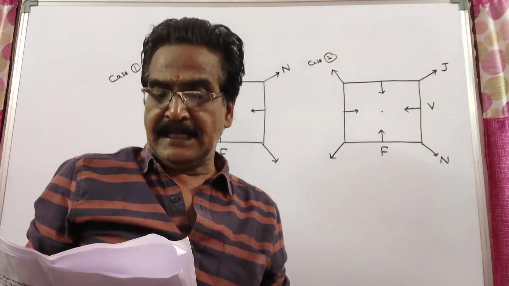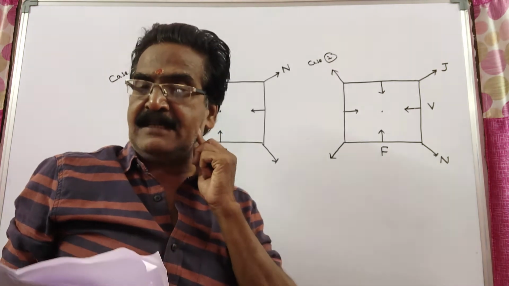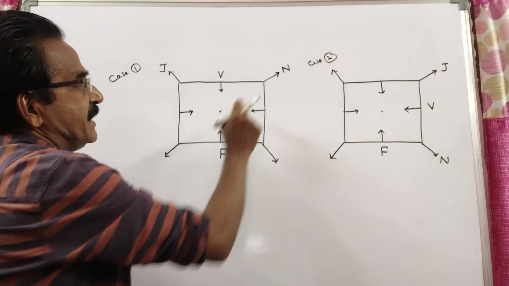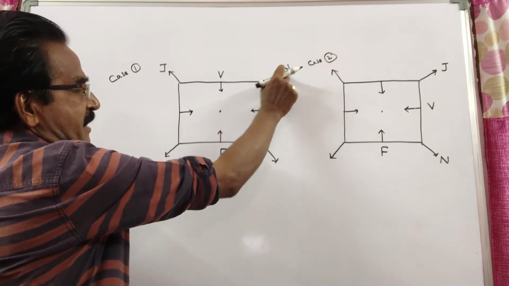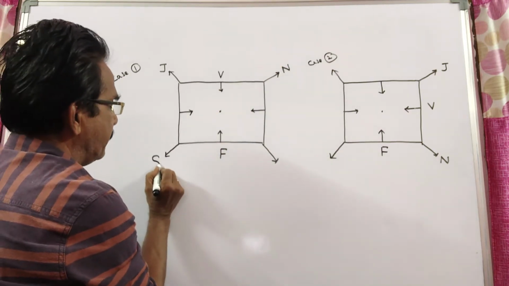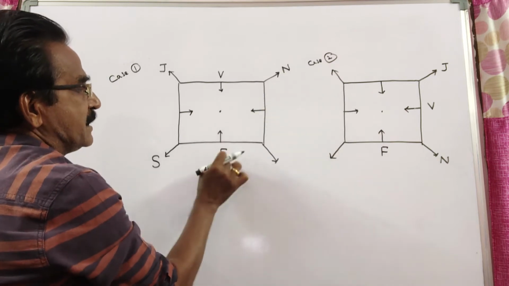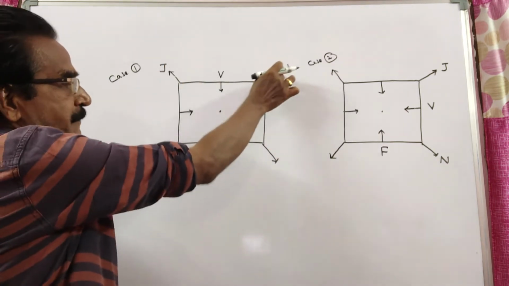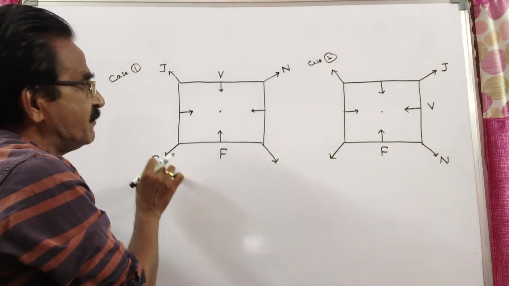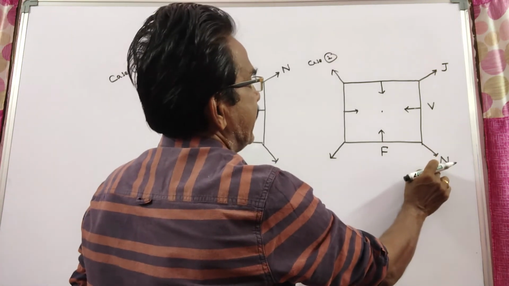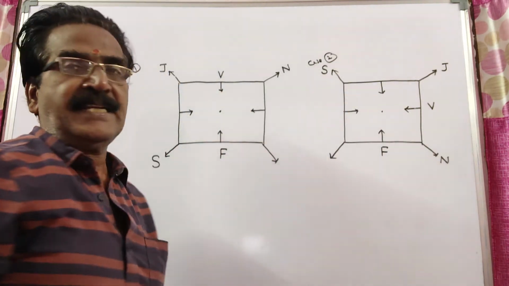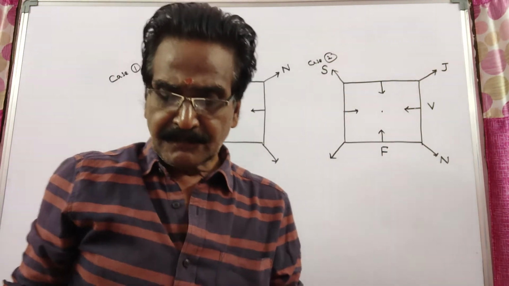And next, three persons sit between S and N. So if N is here, then S will be here. Three persons, either this side or this side. So three persons sit between N and S means S will come to this place. In this case, S comes to this place. Three persons sit between N and S.